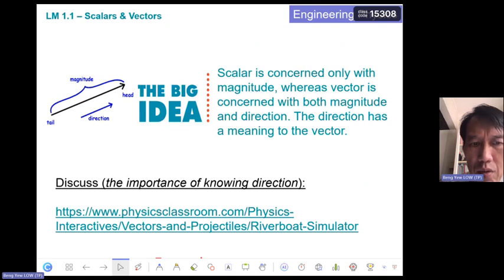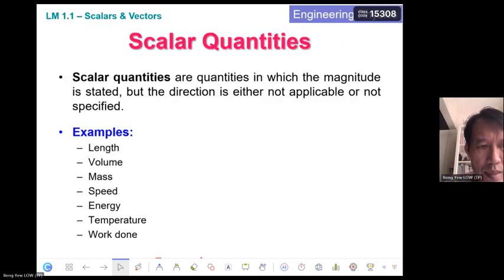Quantities that are only concerned with magnitude, like how large or how heavy, are scalars, whereas quantities that are concerned with both magnitude and direction are vectors. The direction in vectors has an important purpose. Let's start with scalar quantities.